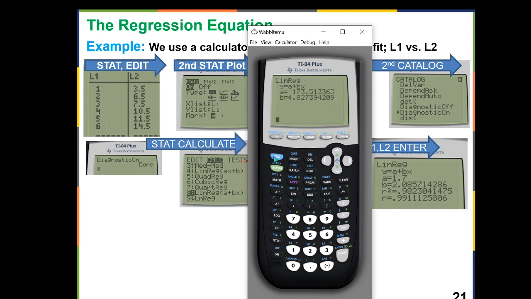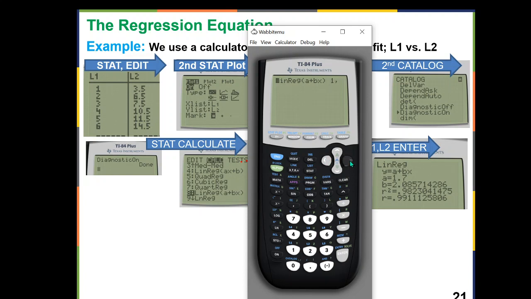It's not there. Now I'm going to go turn on what we just talked about. Diagnostic on, which is right there. I'll put it on the home screen and press enter. Then I'm going to go back to stat, calculate, again number 8, and the same thing, L1 comma L2.